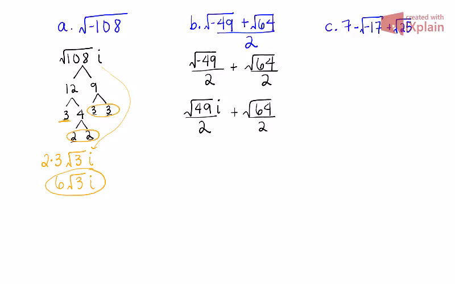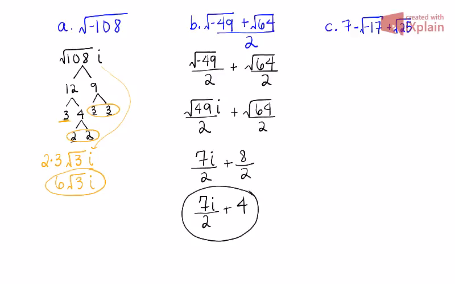The square root of 49, like I said, is 7 times 7, so it's just 7i. The square root sign goes away. The square root of 64 is 8. You could break it down, but if you know your perfect squares, it makes things easier. So I have 8 over 2. 7i over 2, I can't simplify, so I will just leave it like so. But 8 over 2 simplifies to 4. So I'm going to have 7i over 2 plus 4, and this would be my final answer.